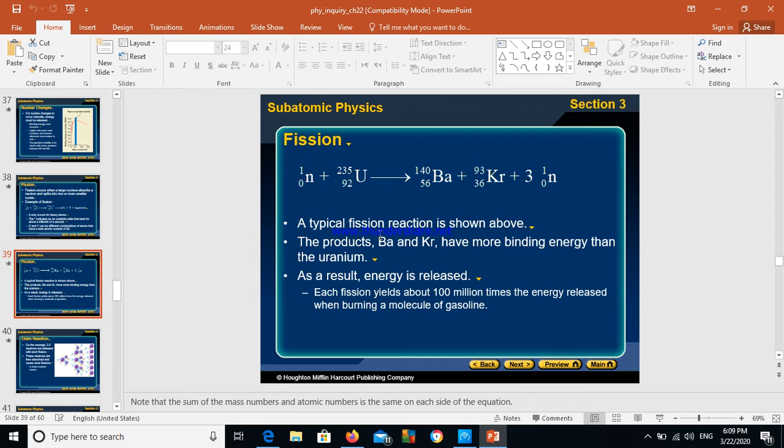A typical fission reaction is shown above. The products barium and krypton have more binding energy than the uranium. As a result, energy is released. Each fission yields about 100 million times the energy released when burning a molecule of gasoline.